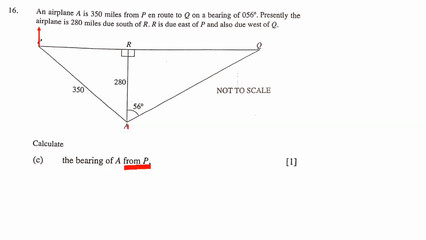All right, so when it tells us from P, that means we know where we're going to draw our north at P. So this is our north, okay? And we want to go clockwise to reach A. So that is our bearing. That's the angle that we're looking for.